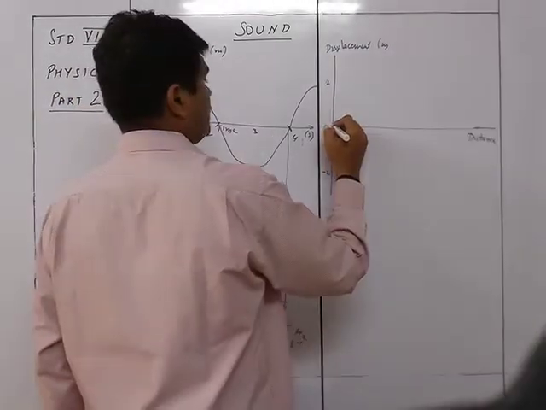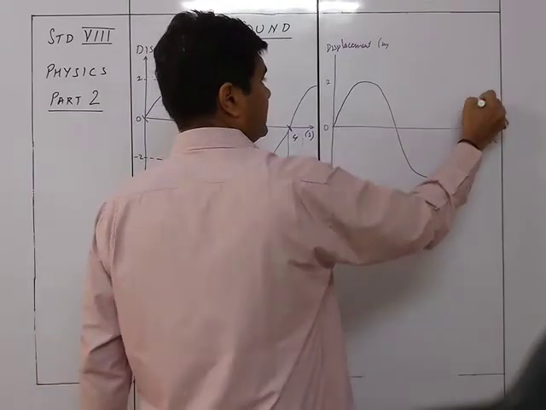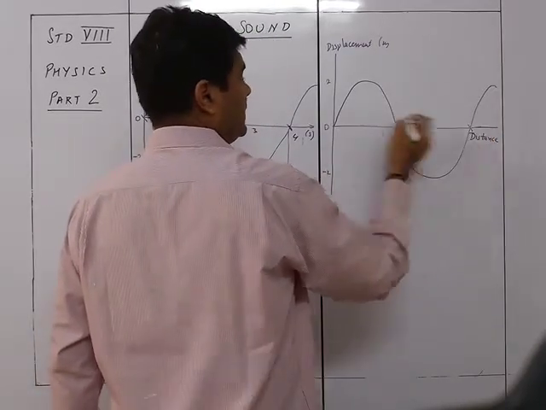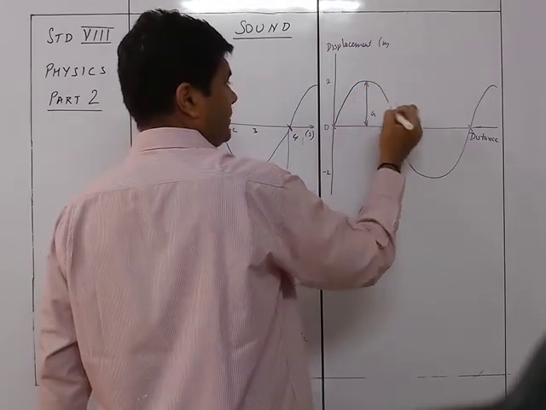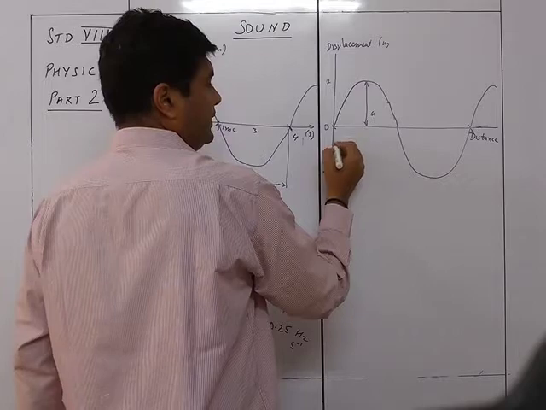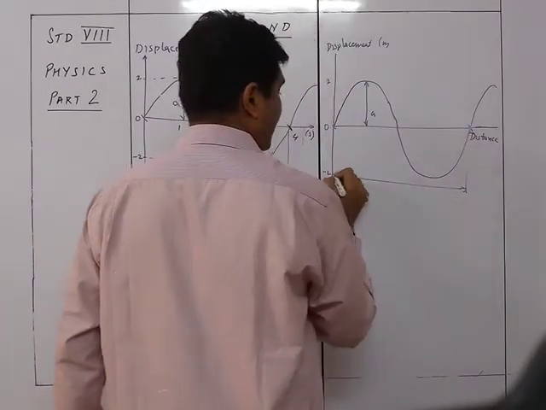So now this is going to be the same way. It is going like this. It is going like this. So from here to here, this is of course the amplitude. This is amplitude. Distance from here to here, this particular distance is called as the wavelength.